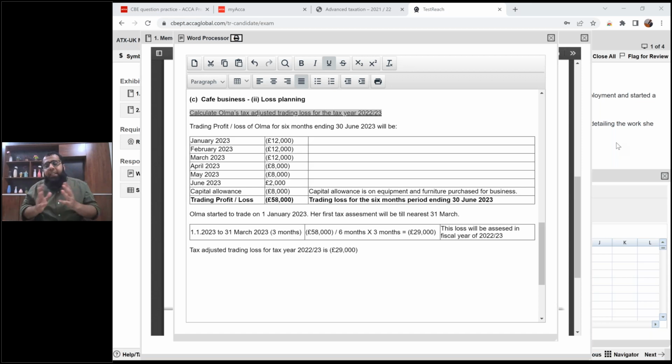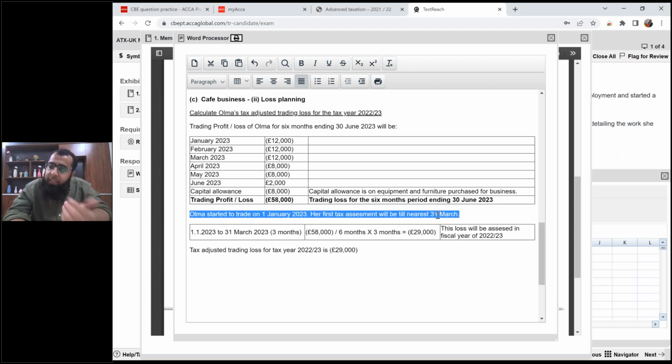I will make it clear, listen to me carefully. Individuals file tax return for the fiscal year. That's why they have to apply this basis period. They have to align it to the fiscal year. Companies file their return for the accounting year. Companies are not required to look at the fiscal year. That's why there is no basis period in the companies. This basis period, this 31st of March treatment is only in individuals.